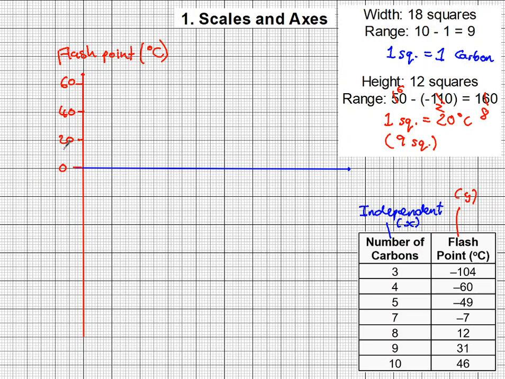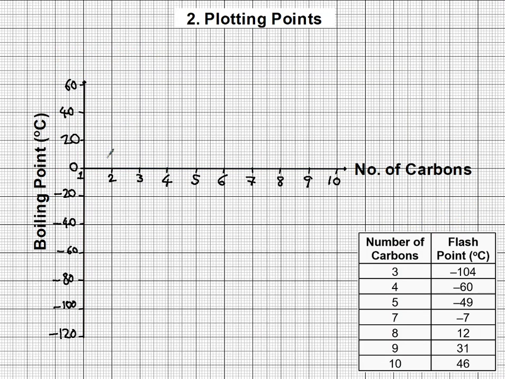On the horizontal axis, this is the number of carbons. I'm actually going to start there at 1 and I'm going to carry on going 3, etc. So onto plotting points. There are my axes all set up. That should be, apologies, that should be the flash point that's there rather than the boiling point. I think that's correct on the others, but it should be the flash point.